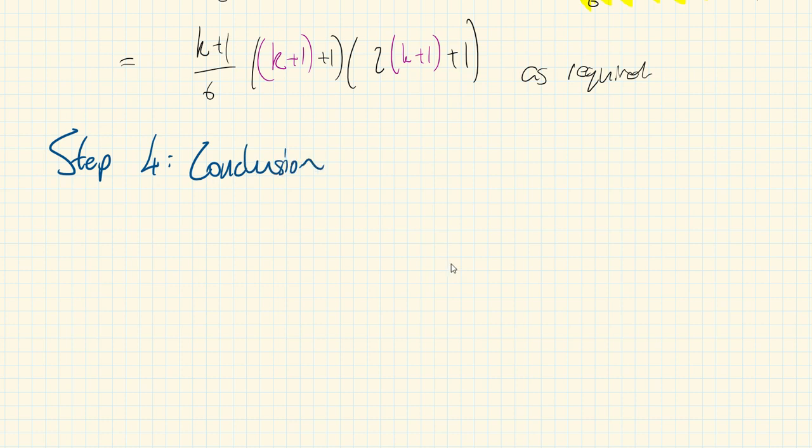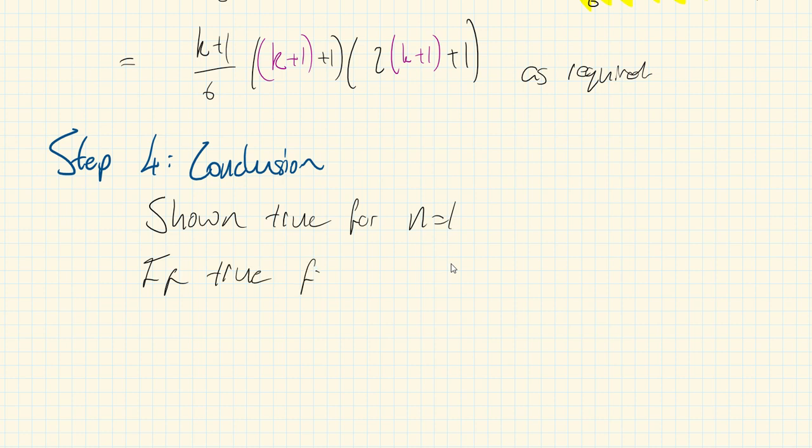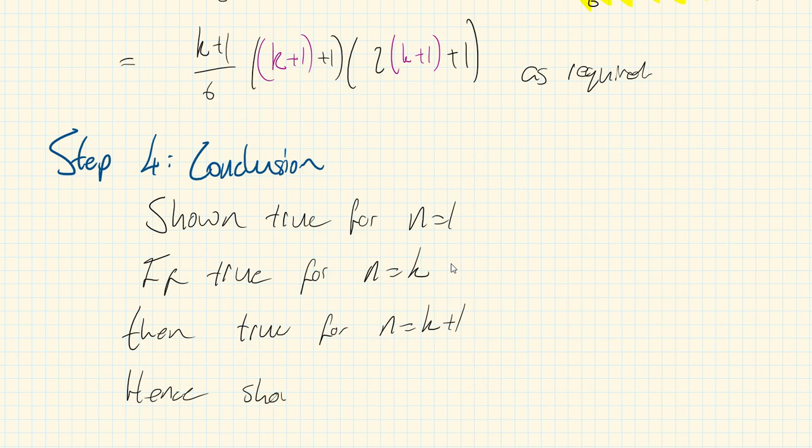So we've shown true for n equals 1. If true for n equals k, then true for n equals k plus 1. Hence shown for all natural numbers, so for all n greater than or equal to 1.